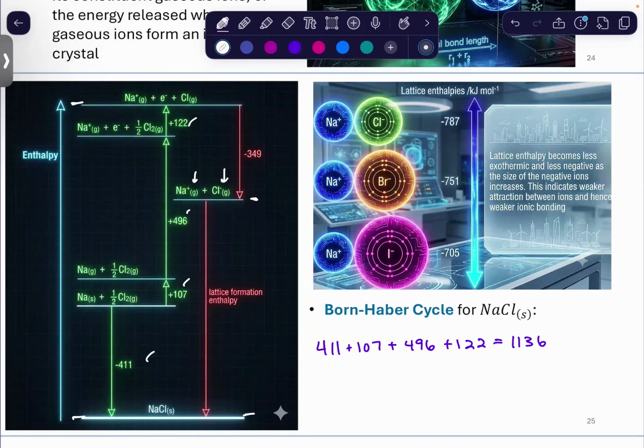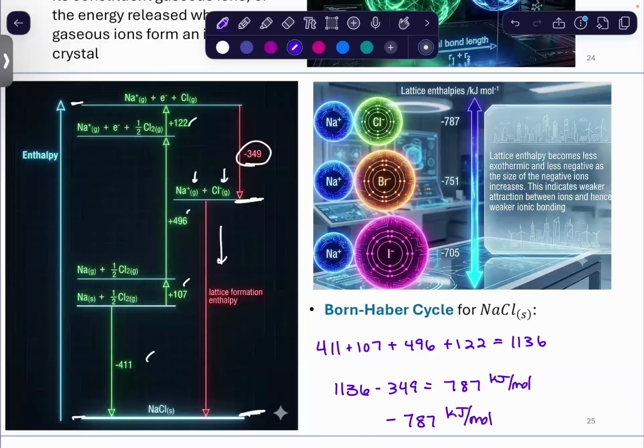But then we notice here that we actually come down 349 kilojoules to the level we need to be at, and we need to know from there to there, which means that we can take 1136 minus 349. And so our lattice energy for sodium chloride is going to be a magnitude of 787 kilojoules per mole. But you notice that it's going down, so that's going to be a negative 787 kilojoules per mole.